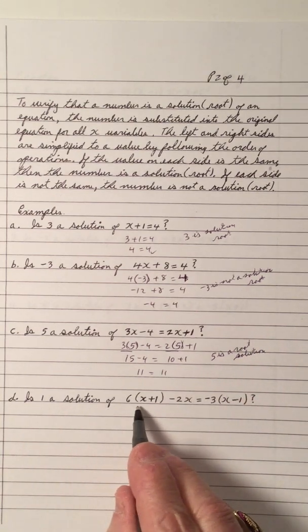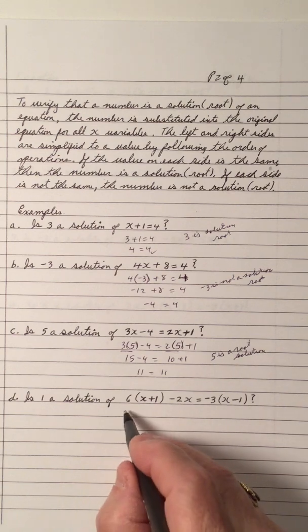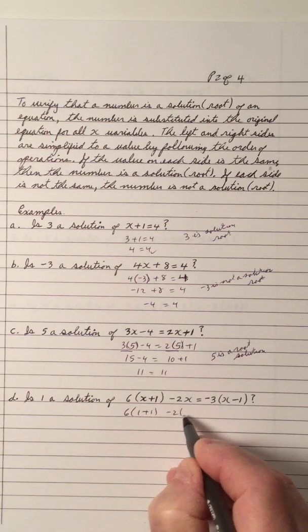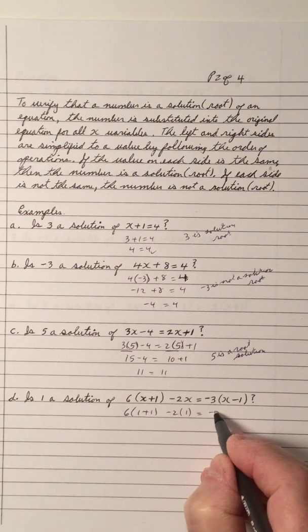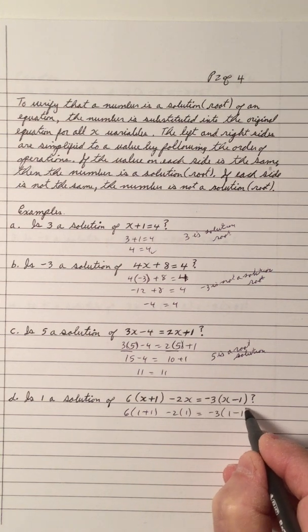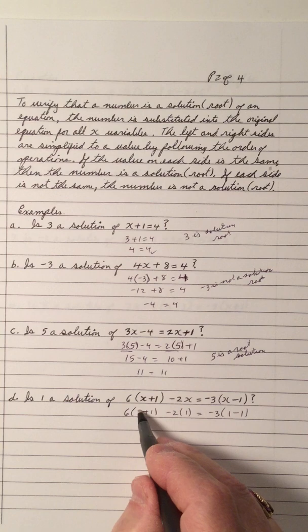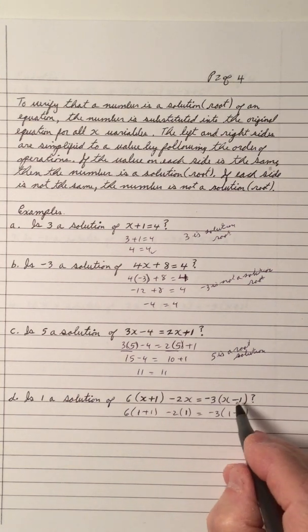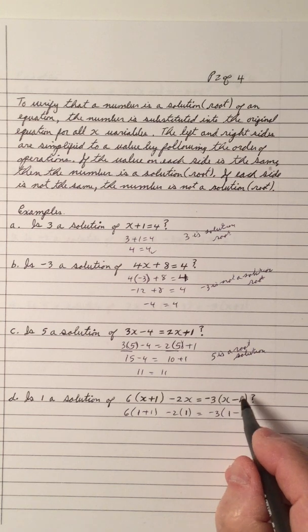Is 1 a solution of this equation? Well, we sub 1 in the place of x. You go on through and put 1 in the place of x. Notice here I just put a 1 in, no bracket. When I put a 1 here, I had to put a bracket around it because of the multiplication. And I didn't need a bracket here.